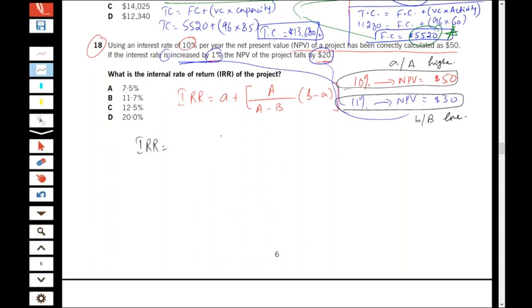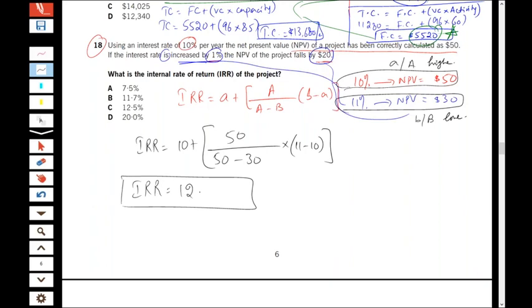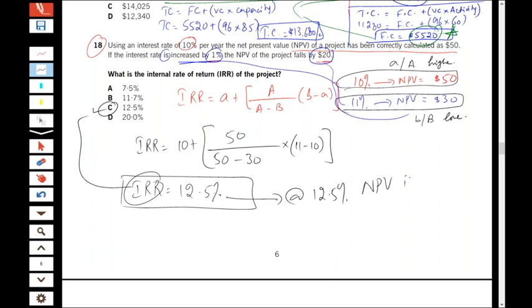So IRR is equal to small a is 10, capital A is 50, sorry, capital A is 50 divided by 50 minus 30 multiplied by 11 minus 10. Now you can simply calculate IRR and that is 12.5 percentage. See, at 12.5%, the NPV is 0. This is internal rate of return. And you cannot deny that we had covered it in the day 2 of this webinar series.